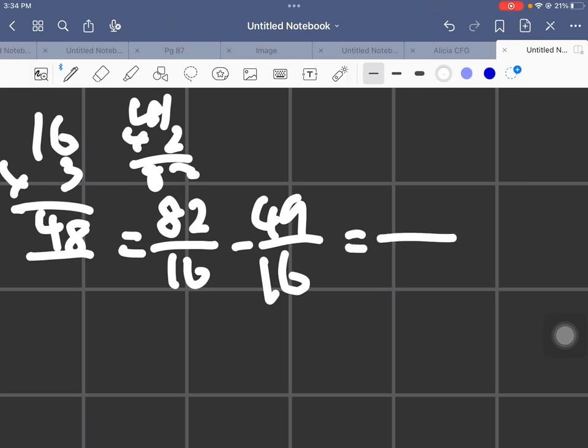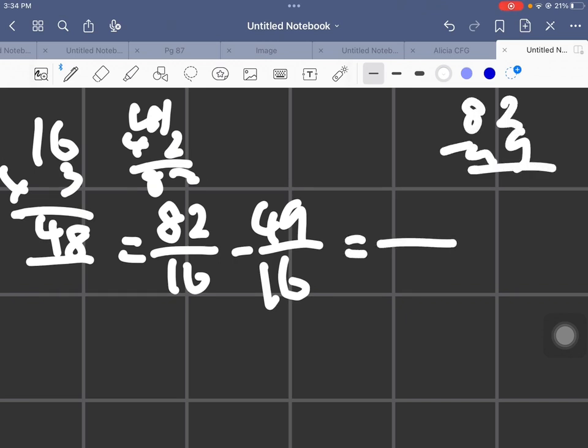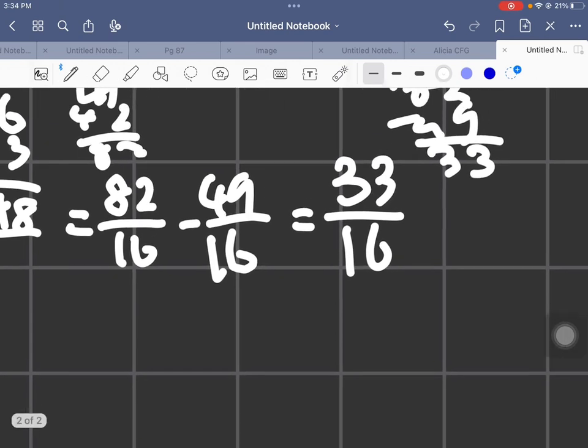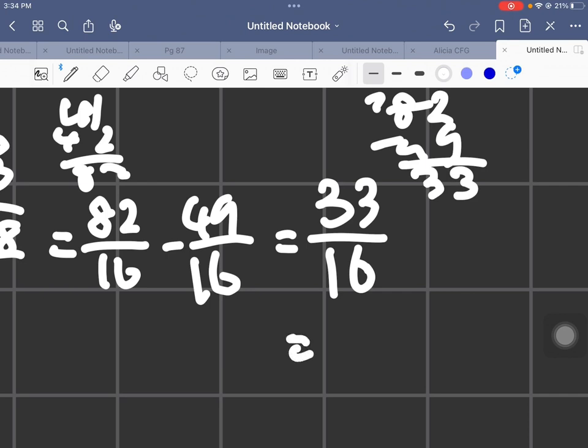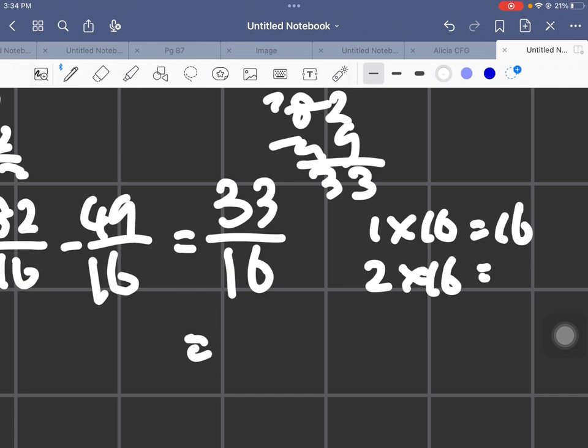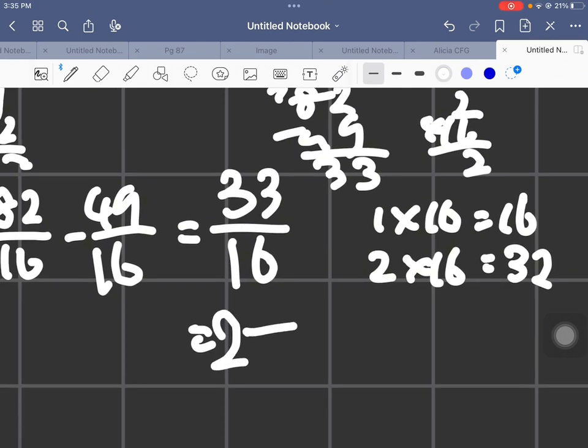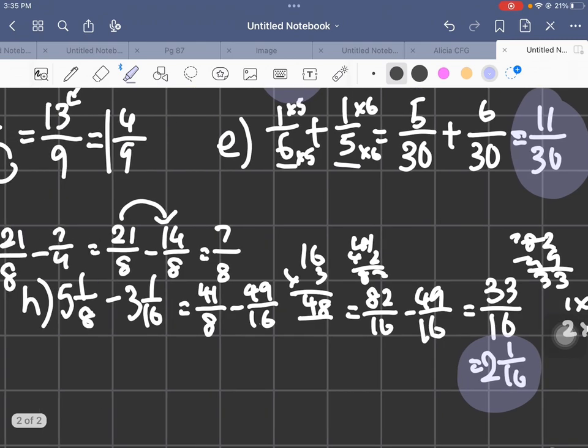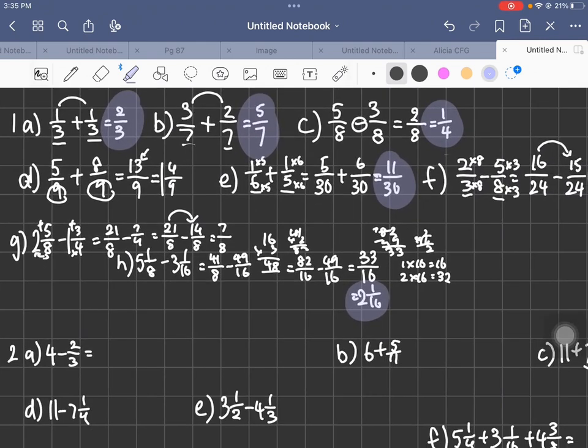And we will get 82 minus 49, 33 over 16. This is an improper fraction, and we need to convert it to a mixed number. 1 times 16 equals 16. 2 times 16 equals, if I'm not wrong, 32. So 2, and 33 minus 32 equals 1 over 16. And this is the final answer for question H. This is the answer for question 1.